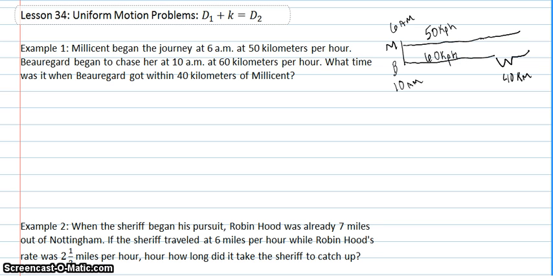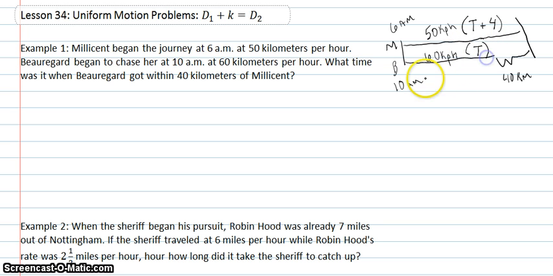Okay, and as far as their times go, we know that Millicent has 4 hours more than Beauregard. So her time will be t plus 4, and Beauregard's time would be just t. And the reason I assigned t to Beauregard is because it says what time was it when Beauregard got within 40 kilometers of Millicent. So I'll be adding that time to his 10 a.m. start.